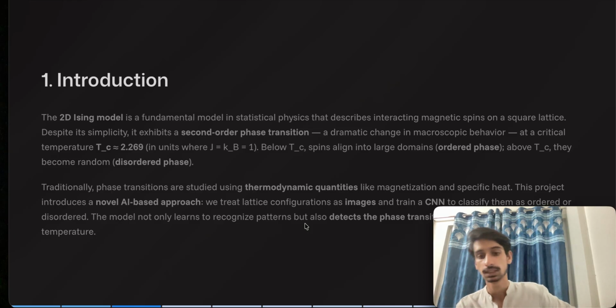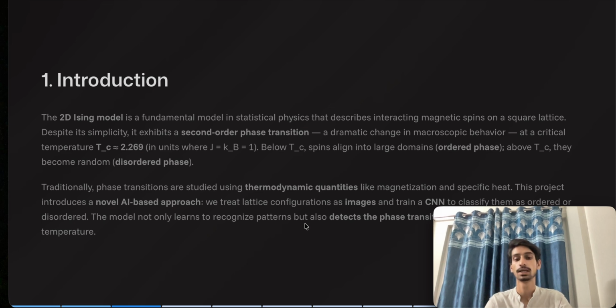Below the critical temperature, spins align into large ordered domains, and above it, they become completely random and disordered. At exactly the critical temperature, the lattice shows critical fluctuations with domains of all sizes. In this project, the CNN automatically detected the critical temperature, approximately 2.27, by scanning temperature and observing the sharp switch from ordered to disordered predictions, matching the exact theoretical value without any prior knowledge.